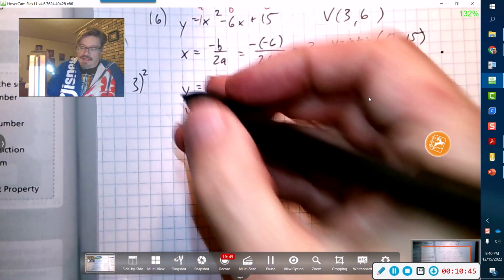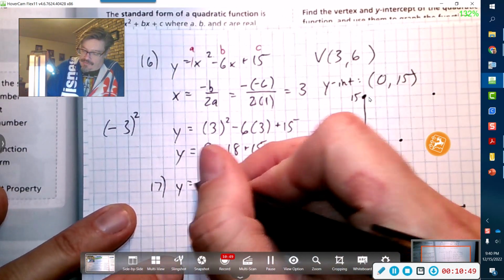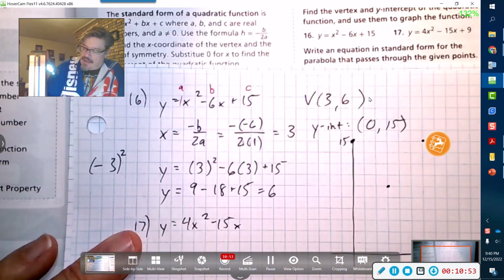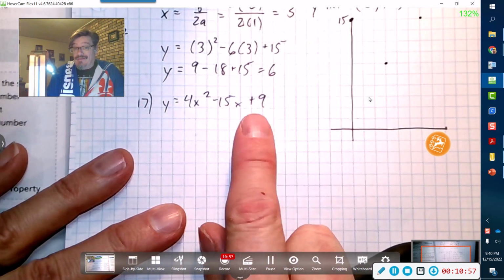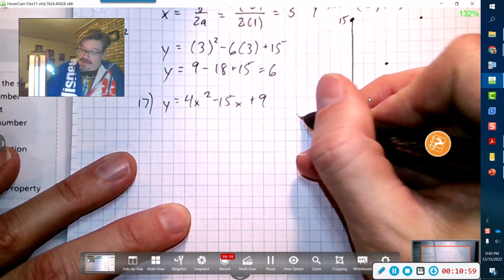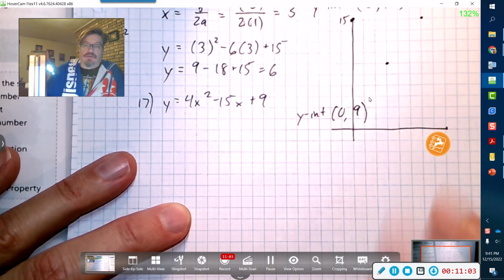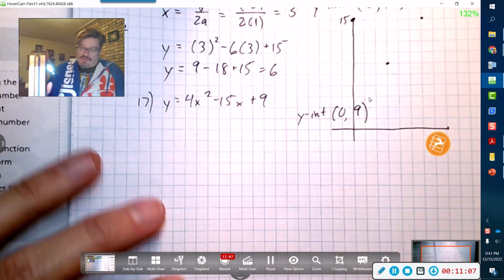Okay, 17, the same process. Looks like we've got y equals 4x squared minus 15x plus 9. So already I do know the y-intercept. The y-intercept is right there. It is 0, 9. But now we need to find out the vertex, so let's go do that.